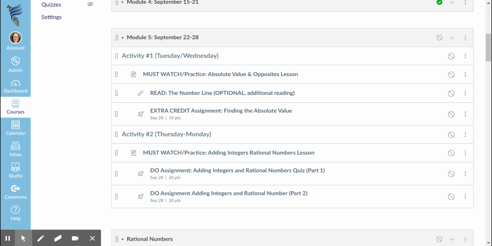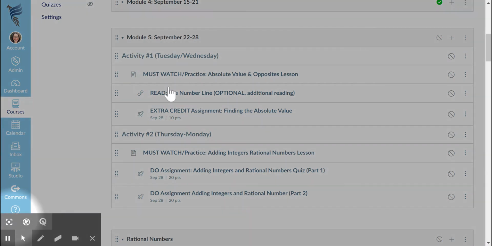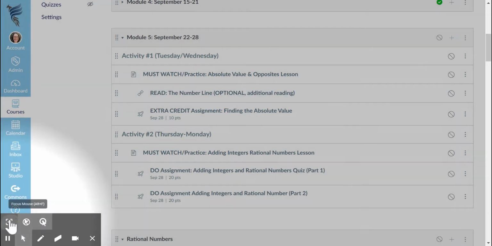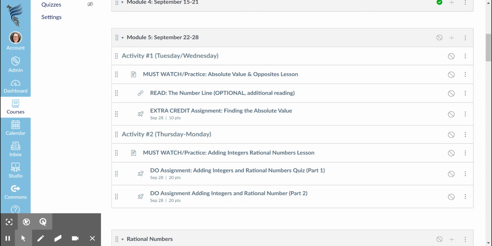The second item listed here, read the number line optional additional reading. That is optional. That's the textbook pages. So feel free if you just need some more information about absolute value or opposites, click on that, read through it, do the practice problems.